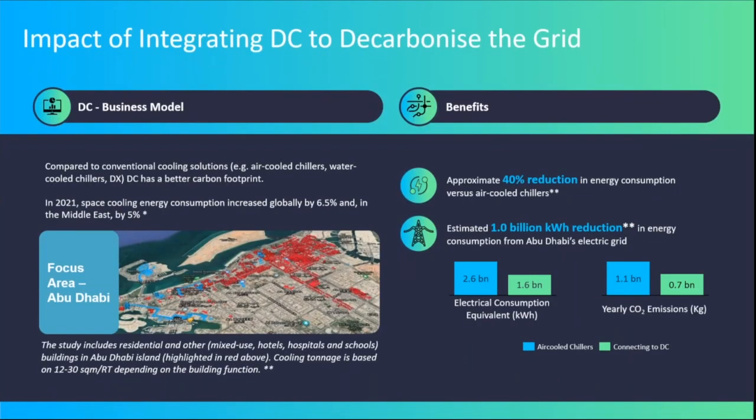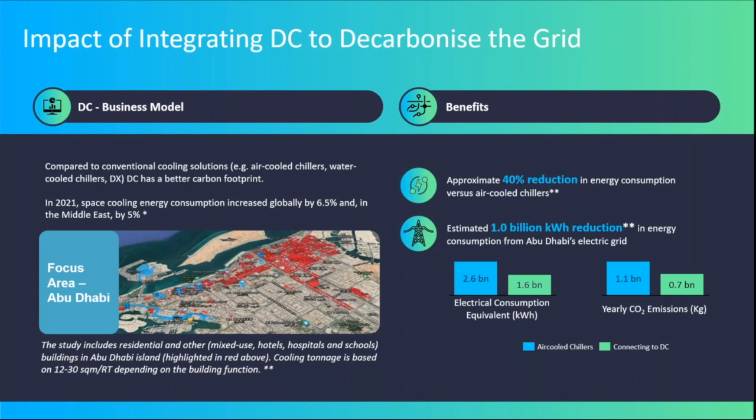Here I would like to give you some examples of the impact of district cooling in decarbonizing the electricity grid. We said that district cooling is more efficient compared to conventional cooling solutions, such as air-cooled chillers. We did an exercise and we considered the full area of Abu Dhabi Island, the oldest part of Abu Dhabi, where unfortunately the penetration of district cooling is very low.